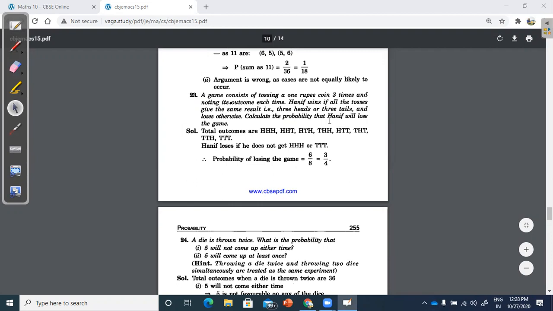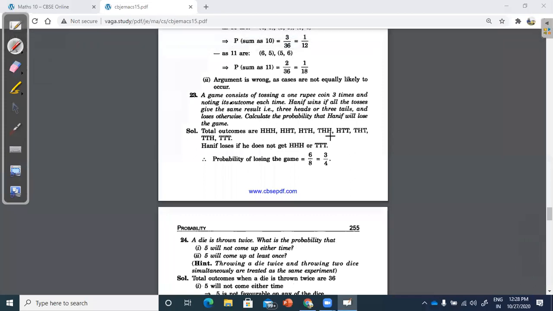What is the probability that Hanif will lose the game? Now, how is he winning? He wins if it gives the same result, that means either 3 heads or 3 tails. So that is how many cases are favoring him. Either he should get 3 heads or he should get 3 tails. So 2 are in favor of him. All the other 6, he will lose. So what is the probability he will lose? 6 out of 8, that is 3 by 4, because he will win only in 2 cases. So 2 by 8 is the winning and 6 by 8 is the losing. Right?